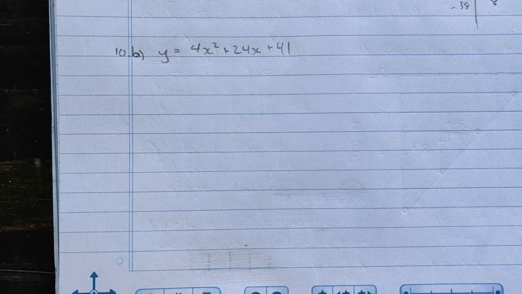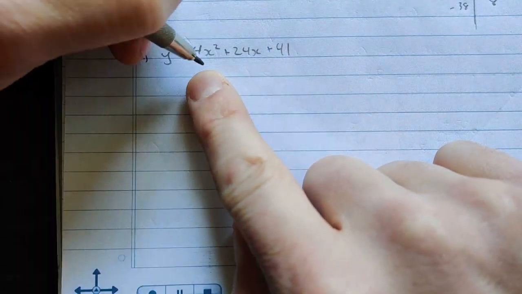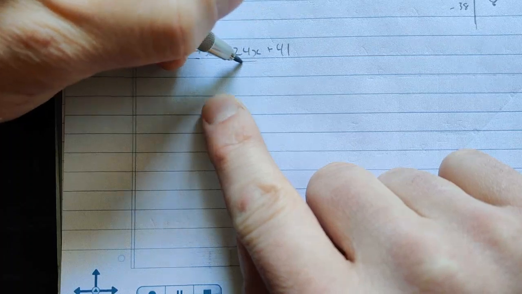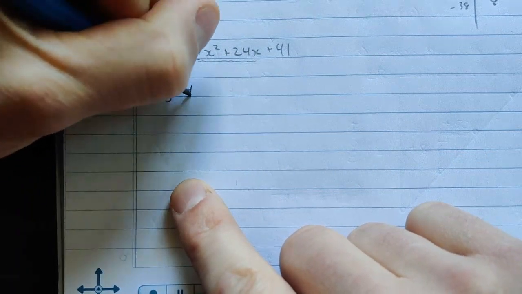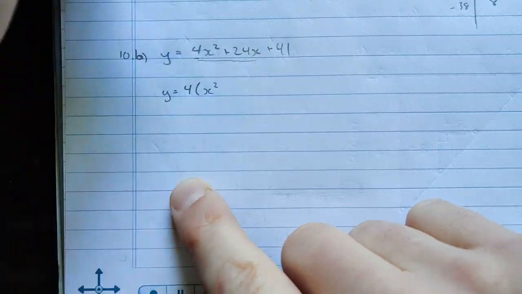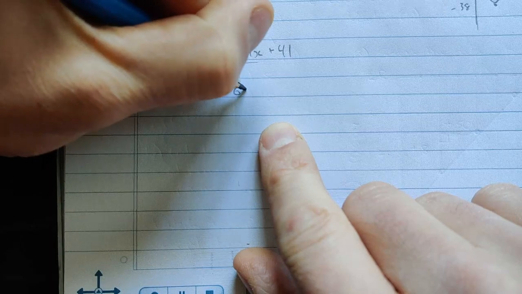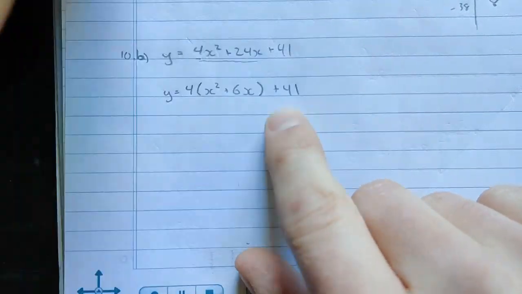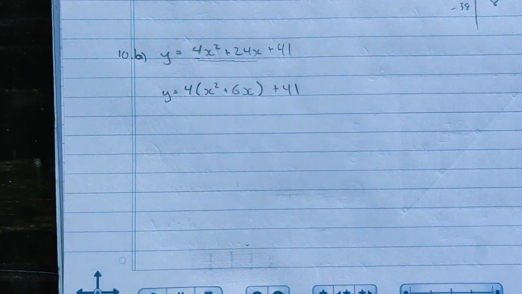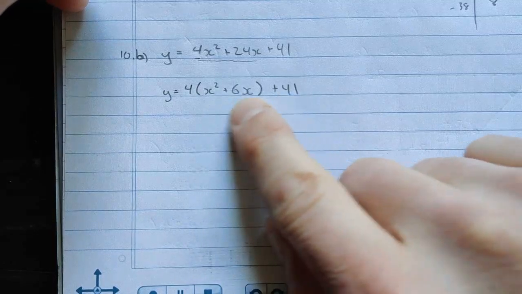And so completing the square, we are factoring out that a value. So we're starting with our a value and taking it out of the first two terms. So y equals 4x squared plus 6x, and then the plus 41 is separate at the end. And again, we're ignoring that plus 41 until we're all done making the perfect square trinomial.